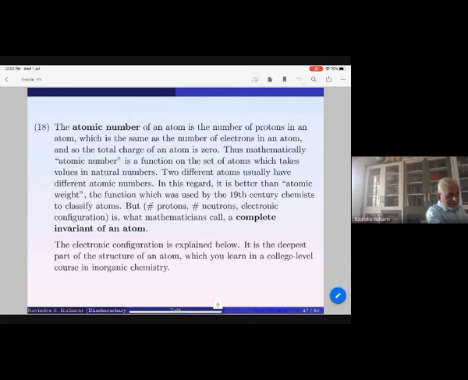But in mathematical terms, this number is not the complete invariant of an atom. The number of protons, the number of neutrons, and what we call, I shall explain now, the electronic configuration is what mathematicians call a complete invariant of an atom. The electronic configuration is the deepest part of the structure of an atom, a la chemistry, which you learn in a college level course or first year graduate level course in inorganic chemistry.